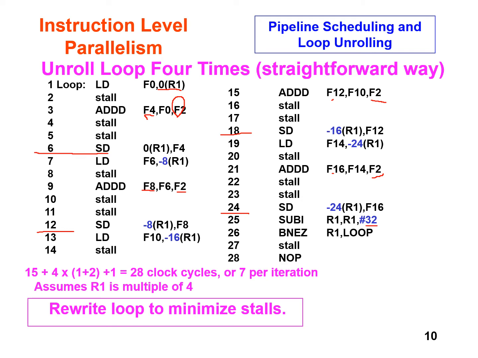That's why I have mentioned 32 here, and we have to do the branch not equal comparison and the no operation. So if I have unrolled the loop, the total number of clock cycles to execute this is 28. Still we can do this in a better way because we have more stalls, right?